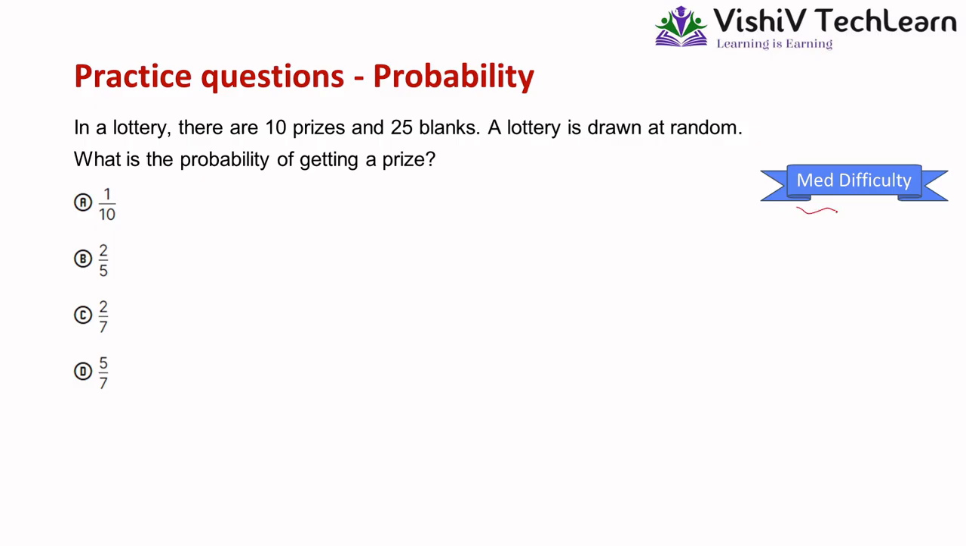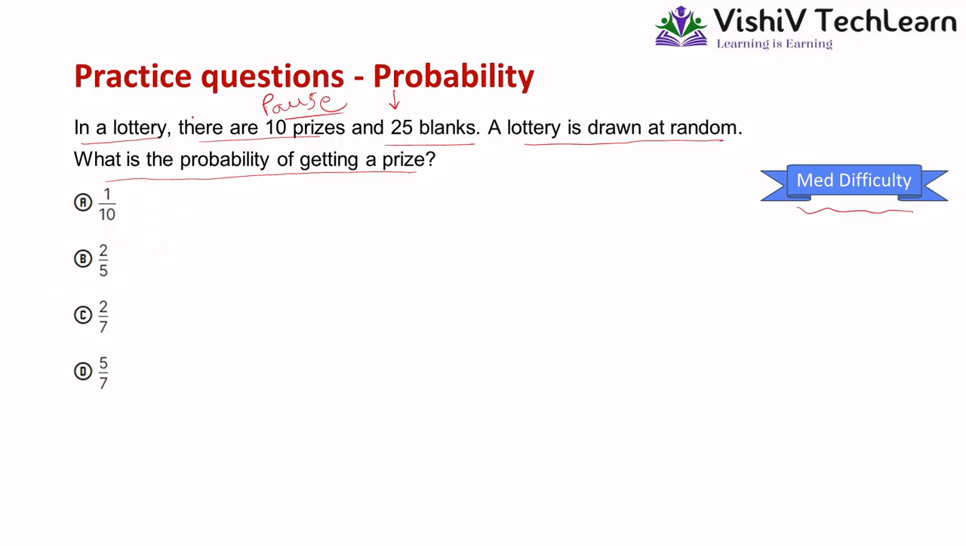Now this is again medium level difficulty question. Let's read it. In a lottery there are 10 prizes and 25 blanks. A lottery is drawn at random. What is the probability of getting a prize? Okay, now I hope you will be able to solve this. So pause the video, try for this question. If not possible to get the answer, you can go through the solution part.